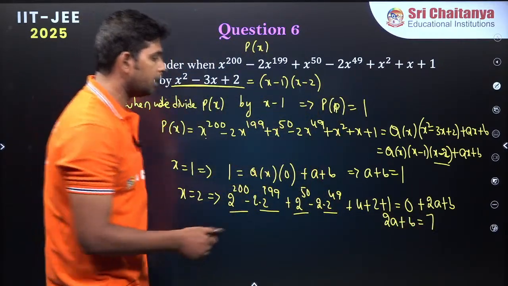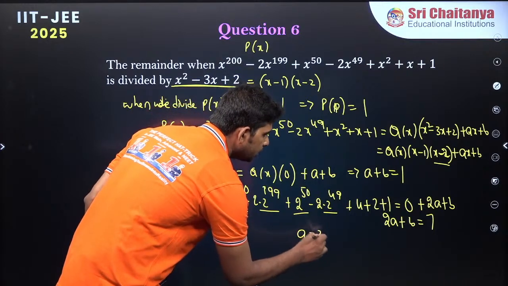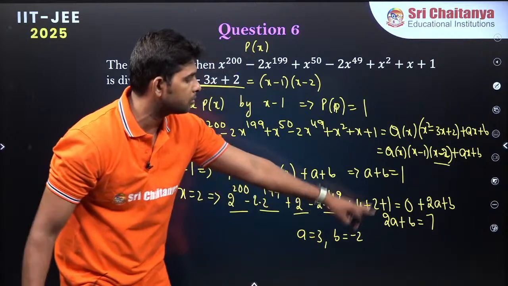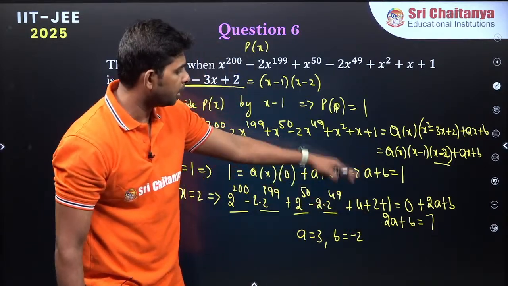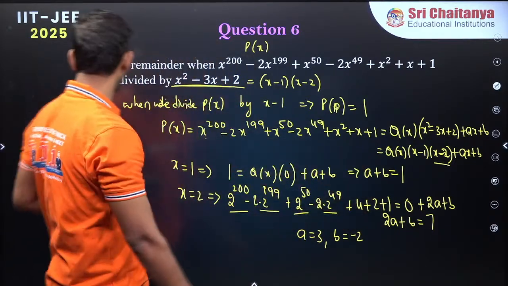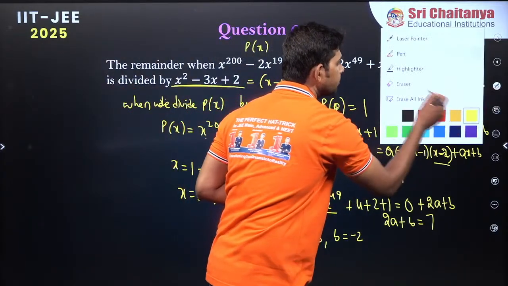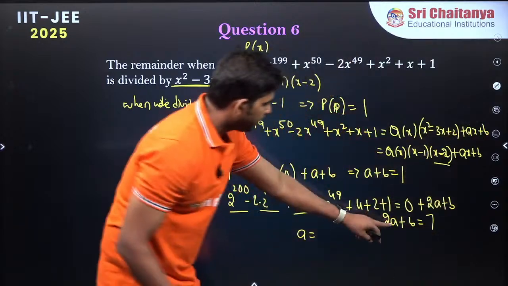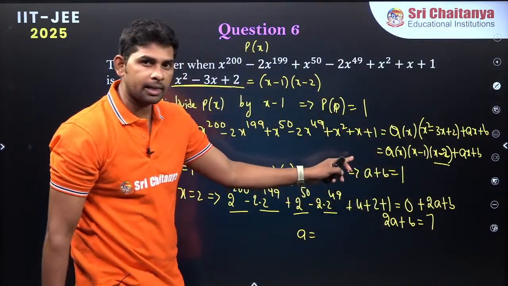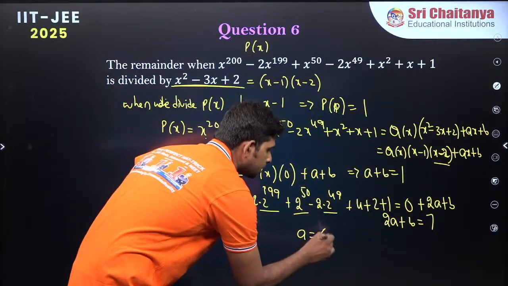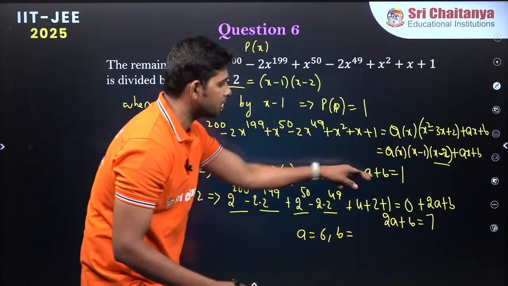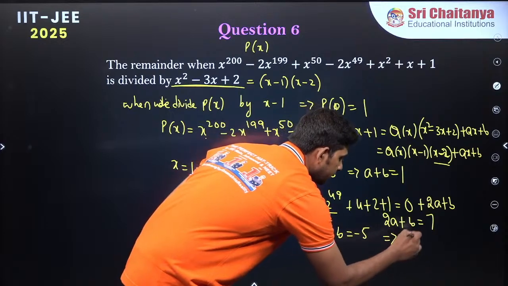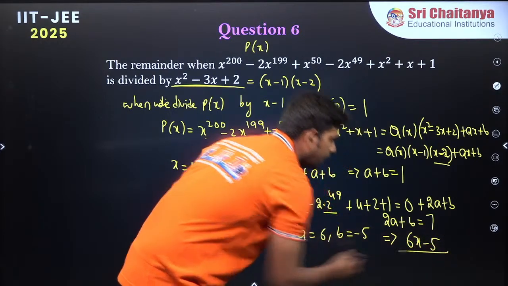What will be the value of a then? You just have to solve these two equations. This minus this, b is getting cancelled, 2a minus a is giving us a, and 7 minus 1 is giving us 6. So a is equal to 6. If I substitute a equals 6, b is equal to minus 5. So what is our remainder? The remainder is 6x minus 5.